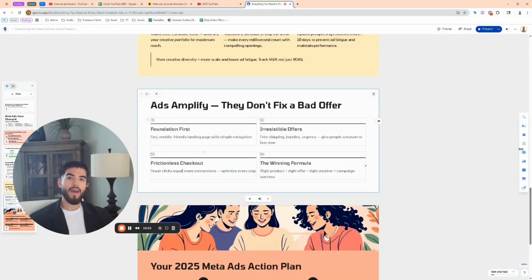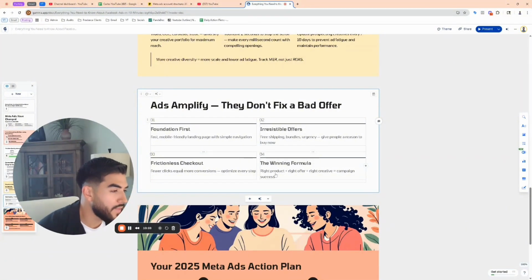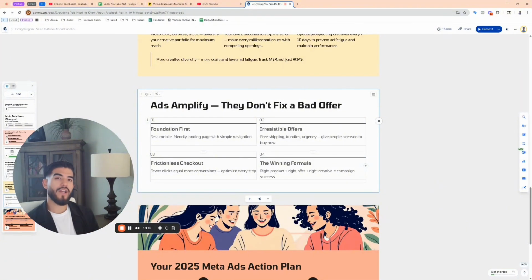And then number four is just kind of this intersection, an understanding of this intersection between having the right product, the right offer, and the right creative. Those are going to be the things that ultimately lead to a scalable campaign structure or really a scalable account.